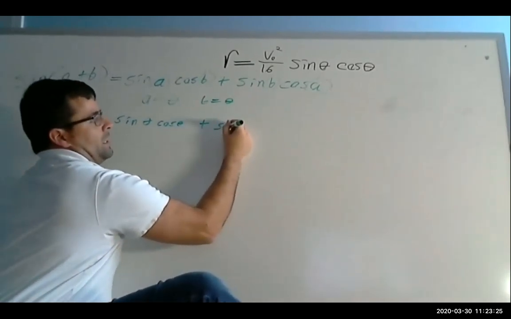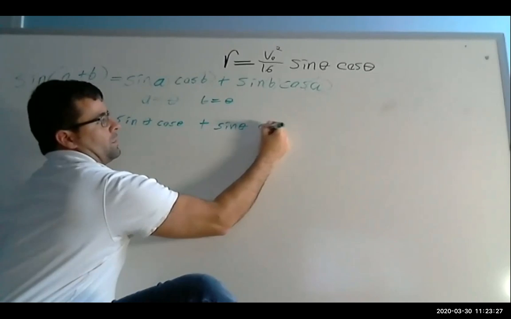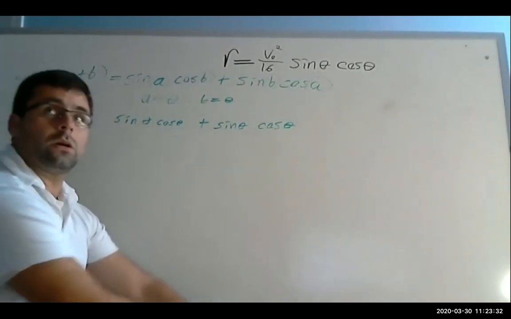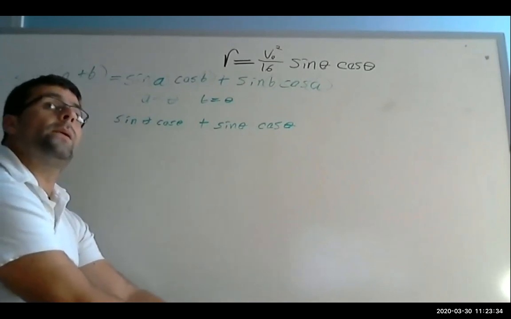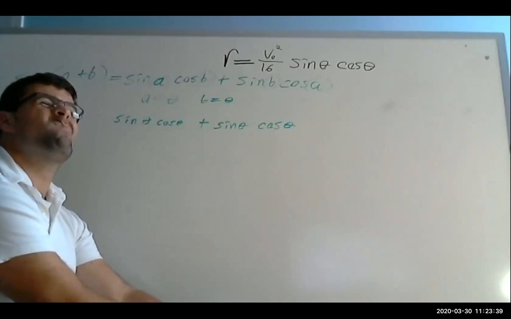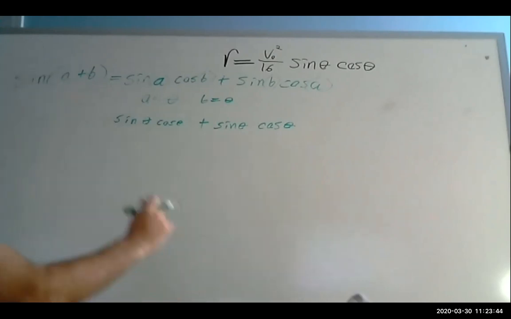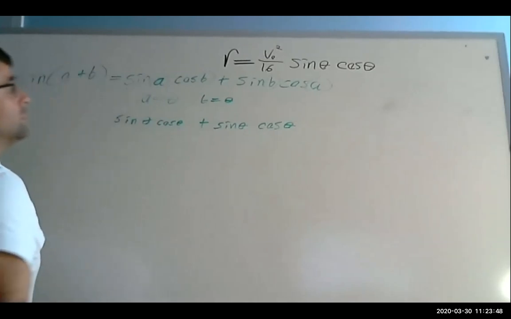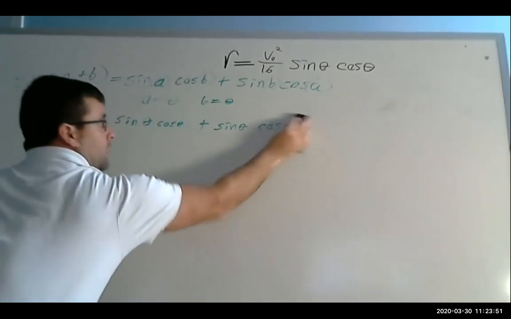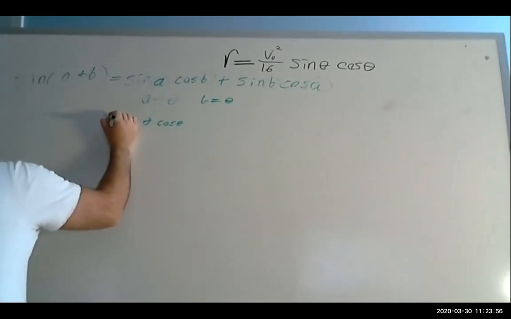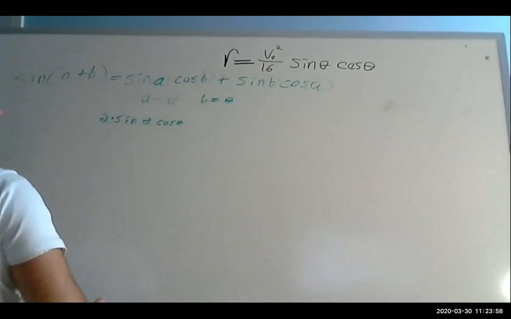plus sine theta cosine theta. Well, what does that equal? Wouldn't that be 2 cosine theta? No, 2 sine theta cosine theta. Yeah. So there's one of these things and a second one. So it's just 2 times that.